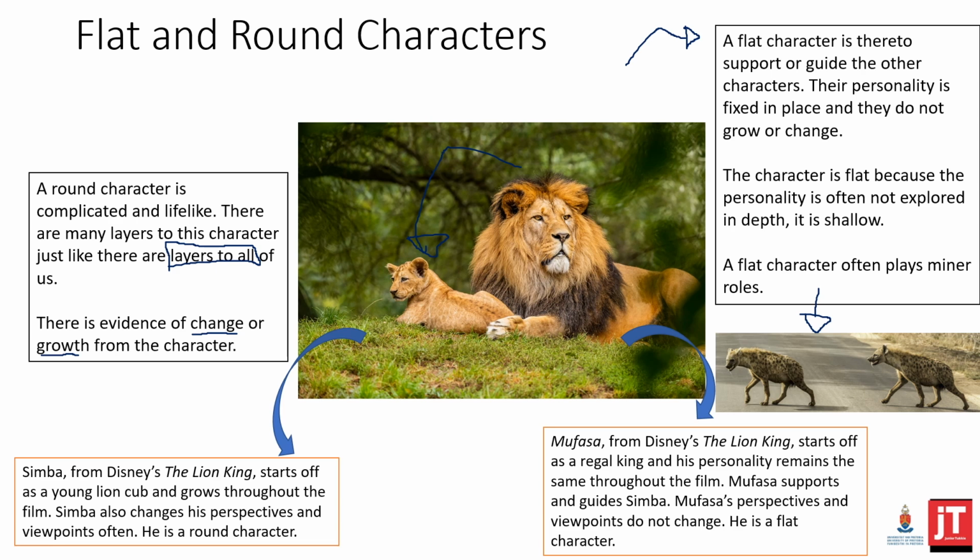So compare the hyenas and Mufasa to Simba. He starts off as a newborn baby, and he grows up into this brilliant king without giving too much away. Oh, I might have just given everything away. He grows throughout the film. Simba also changes his perspectives and viewpoints often. He is a round character. We get to know a lot of elements of his personality because we get to see him grow up and go through his trials and tribulations. So he is definitely the protagonist, and he is most definitely a very round character. So that is the difference between flat and round characters essentially.